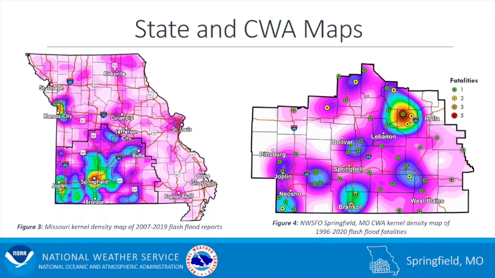flash flood reports. On the right is a kernel density map of the 1996 to 2020 flash flood fatalities with the individual points located on the map as well, categorized by the number of fatalities associated with each point. So there really are fatalities located across the whole state, which again makes it imperative that our warning forecasters understand flash flooding in the area, which areas are more susceptible and which flood points are the most sensitive to flash flooding in the area.